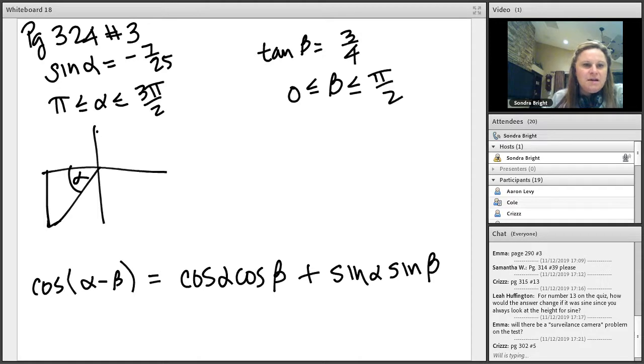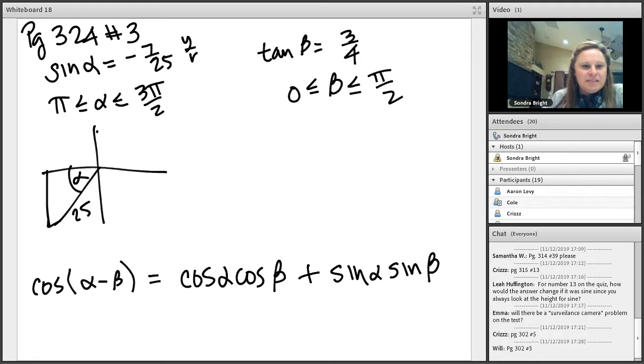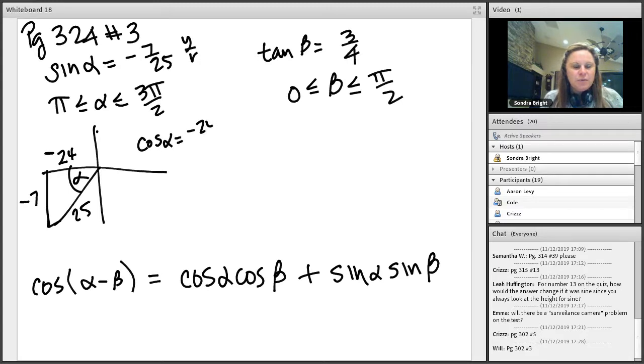With the sine is y over r. Your r is always positive, so that makes that a 25, a negative 7, and then what's x? Is it a Pythag triple? Yes, it is. 7, 24, 25. But you can do Pythagorean theorem if you're not sure. It's a negative because you're in quadrant 3. So that means cosine of alpha is negative 24 over 25.